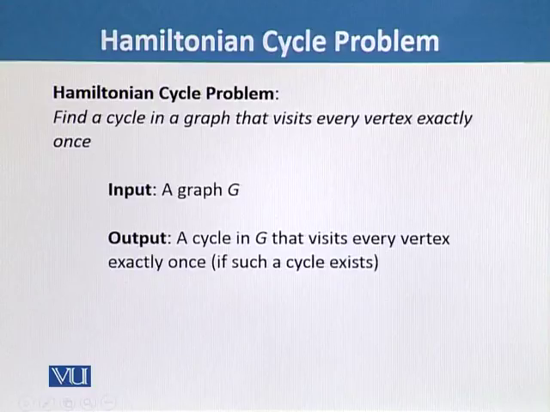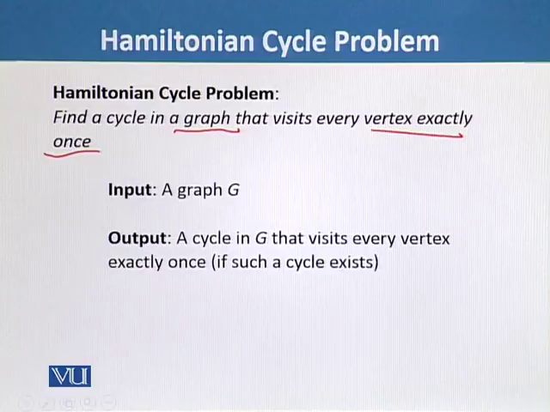The problem statement is we have to find a cycle in a graph that visits every vertex exactly once. It means that if there are 20 cities or vertices, then we have to visit each vertex only once. The input is a graph G, as we have seen earlier, and the output will be a cycle in G that represents which city is to be visited first, in the form of a cycle that visits every vertex exactly once.